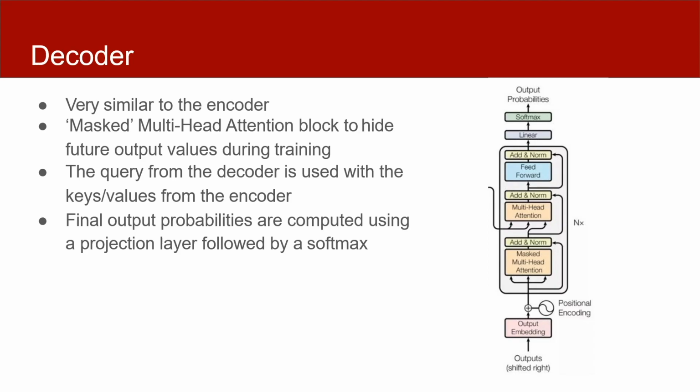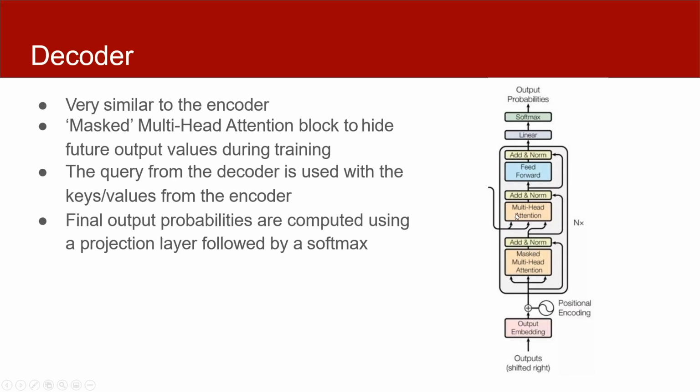So for the decoder, it's very similar to the encoder. We also have this positional encoding and masked multi-head attention. So why is it masked? When in training, when we try to compute the next output, we need to mask the future output. Other than that, it's the same as the encoder.